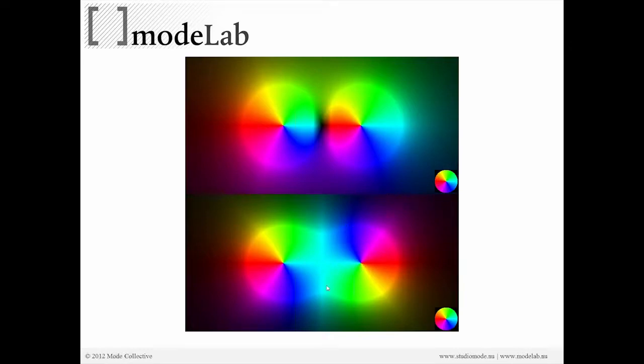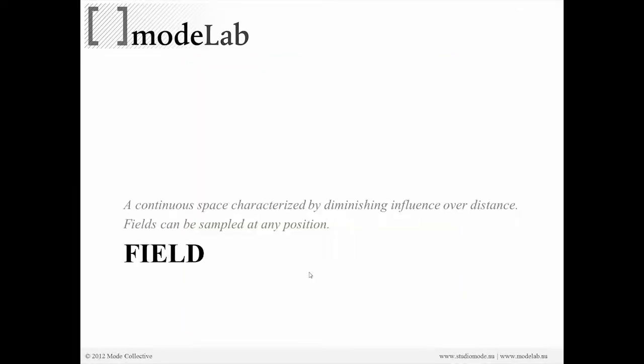And color is a really good way to understand fields across this entire plane. Here we have objects that are oriented in the same way, and the resulting field in between, you can see, is different than down here. Okay, so a field is, in the simplest sense, a continuous space characterized by diminishing influence over distance. So a continuous space, an ever-expanding plane, let's say to start, just a plane.